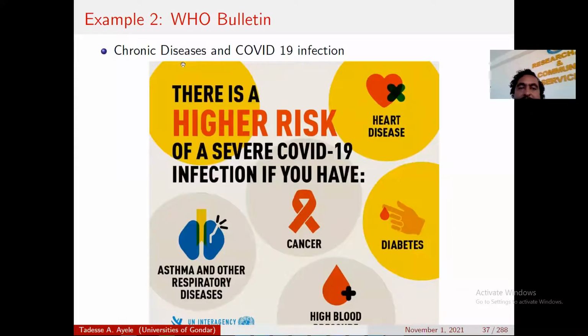Okay, the second example is chronic disease and COVID-19 infection. There is a higher risk of severe COVID-19 infection if you have like asthma, cancer, diabetics, hypertension, high blood glucose. So it means COVID is the exposure risk factor, and the outcome is what you see. So if you have these pre-exposure conditions and COVID is added, you have a higher risk, a higher risk of death.